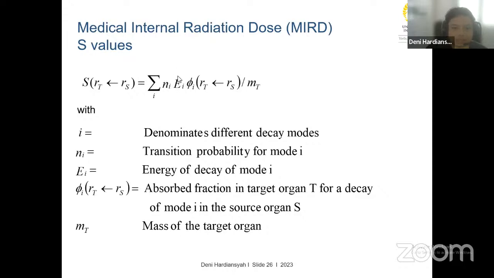And this is the energy for each of the modes of decay that we have from the radiation. And then c_i is related to the geometrical component. If you remember, this is the percentage of how much radiation comes to the target organ from a certain source. And then we need to divide it by the mass. Yeah, this is all the information. Okay.